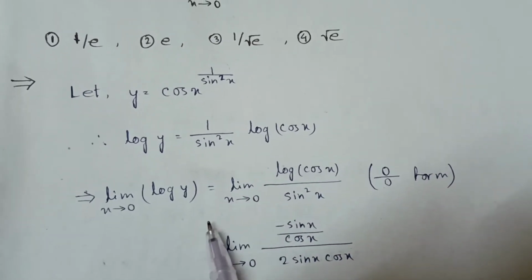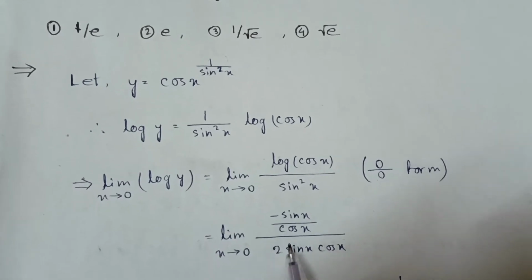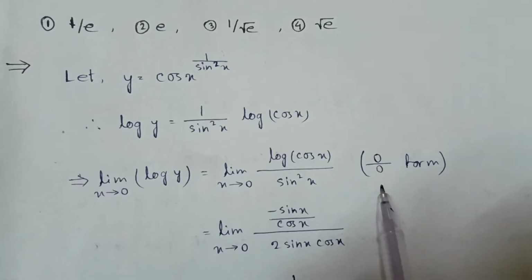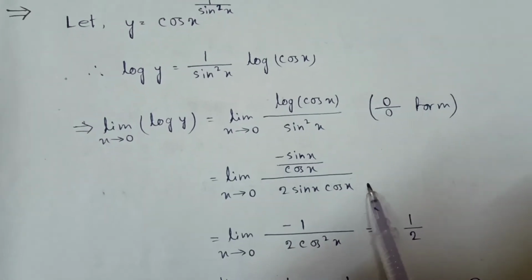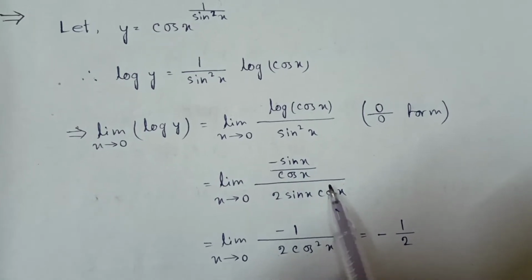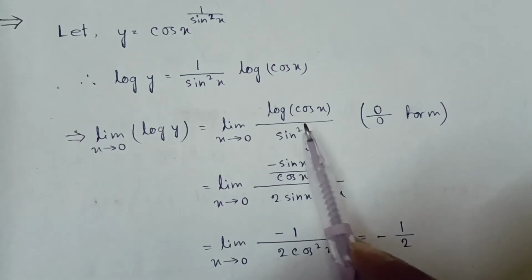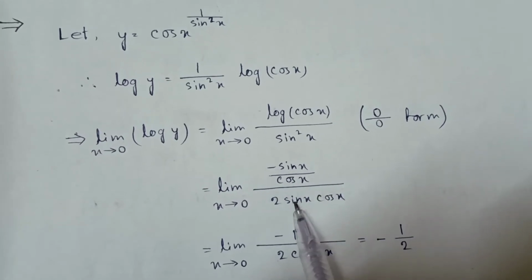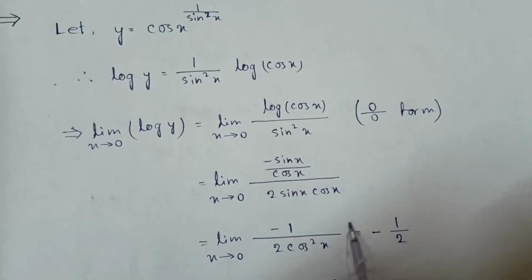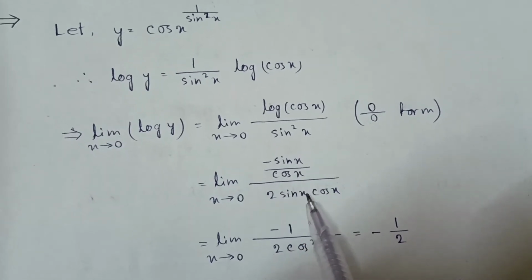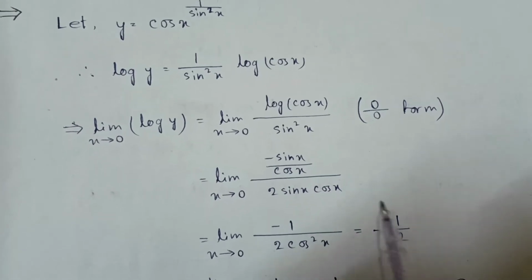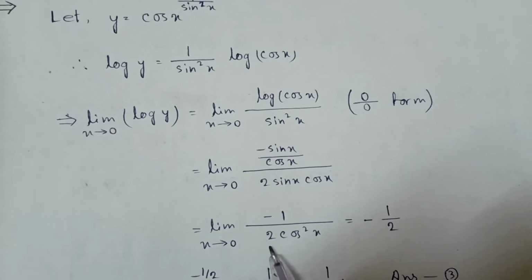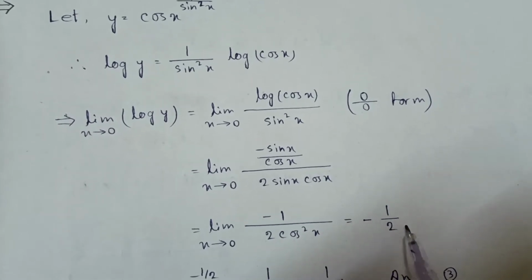Now take limit both sides. When x tends to 0, it becomes log cos x over sine squared x, which is 0 by 0 form. So now we will apply L'Hospital rule. What is d dx of log cos x? It will become 1 by cos x into minus sin x, and d dx of sine squared x is 2 sin x cos x. So from here sin x gets cancelled, and this gives minus 1 over 2 cos squared x. So the limit of this becomes minus 1 over 2.